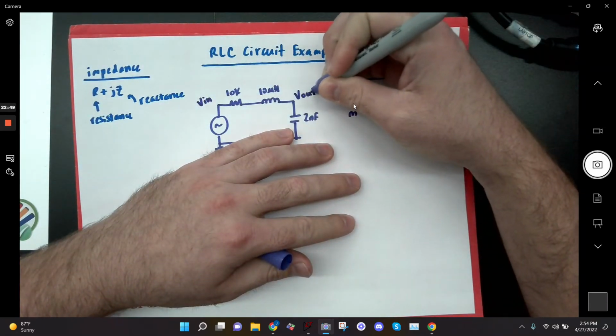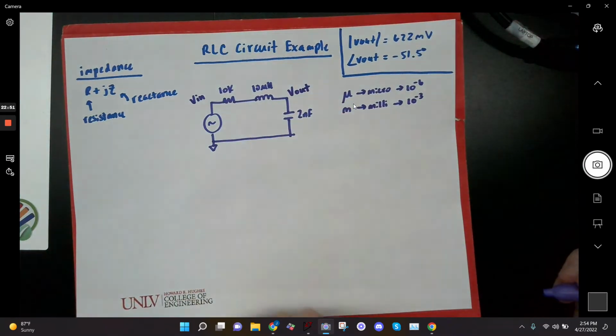On the final, please make it obvious. Or I'll just do everything in nano and pico. That'd be great. And then you don't have to distinguish. That'd be worse.